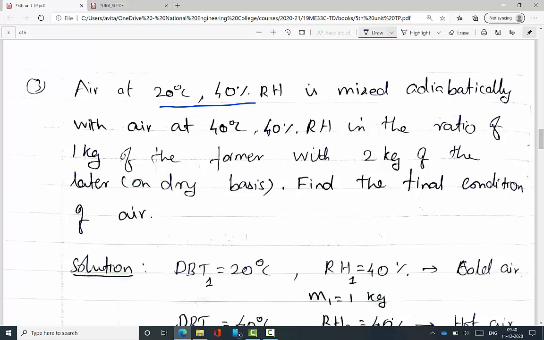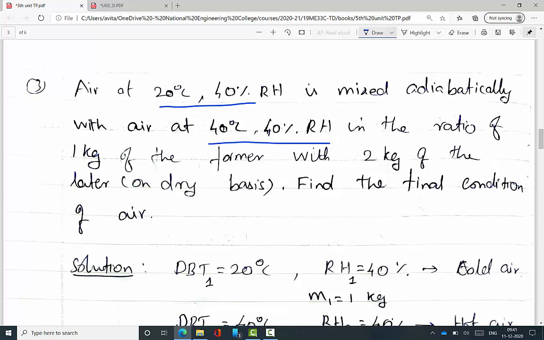Here, 20 degrees Celsius, in the problem, it is not clearly given whether the temperature is DBT or WBT. I can assume that value is DBT, because if they mention WBT, they particularly give the notation for that, but for DBT it is not mandatory. Therefore, air at 20 degrees Celsius DBT and 40% relative humidity is mixed adiabatically with the air at 40 degrees Celsius and 40% relative humidity.